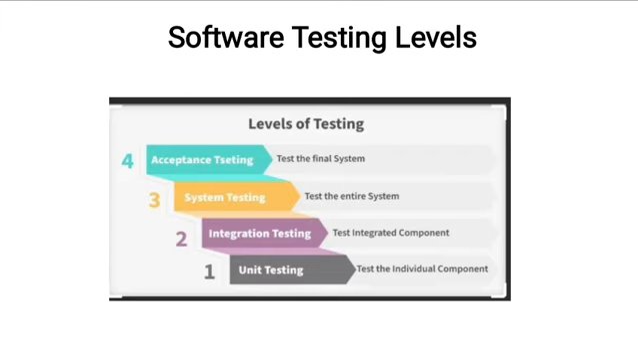In software testing, we have four different levels of testing. First is unit testing, second is integration testing, third is system testing, and fourth is acceptance testing. Unit testing is nothing but testing the individual component. Integration testing is testing integrated components. System testing is testing the entire system. Acceptance testing is testing the final system.